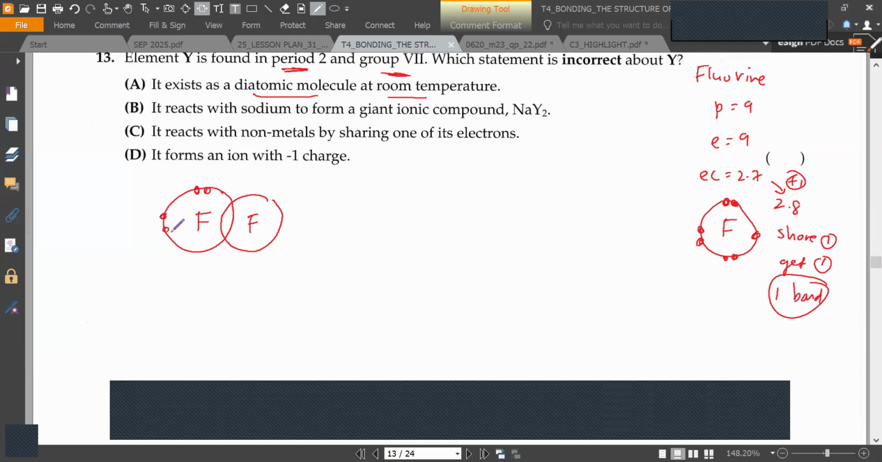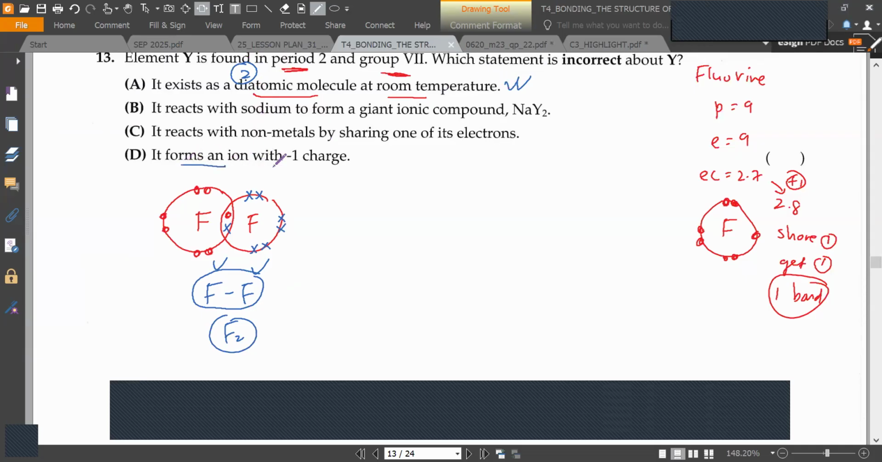1, 2, 3, 4, 5, 6, 7, and then another fluorine, 1, 2, 3, 4, 5, 6, 7. So in the end, we have F single bond F, F2. This is what we call a diatomic molecule. What does diatomic molecule mean? Diatomic means 2 atoms. So we have a 2-atom molecule at room temperature. So this is correct.